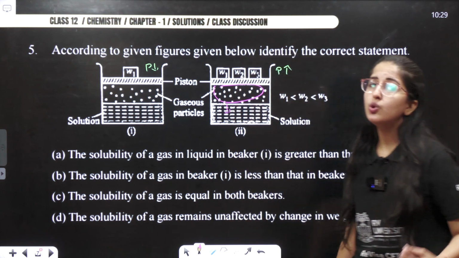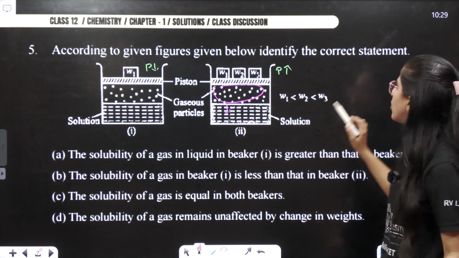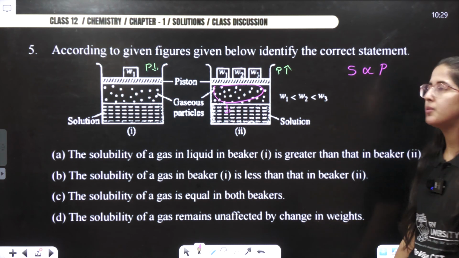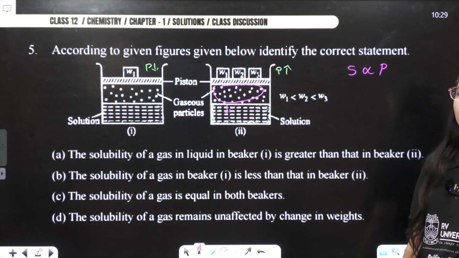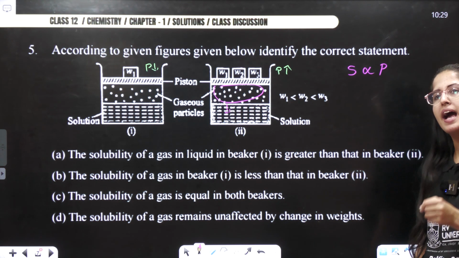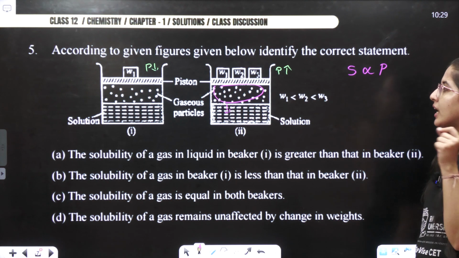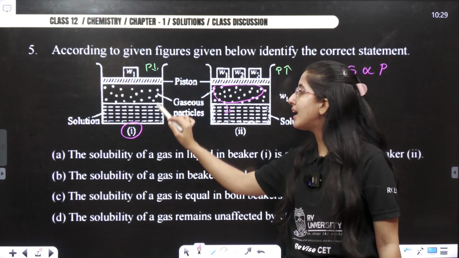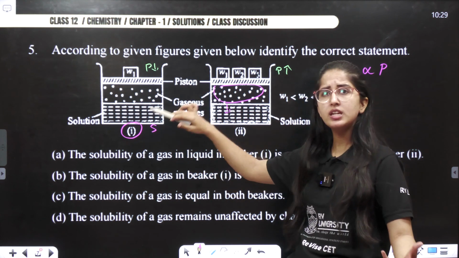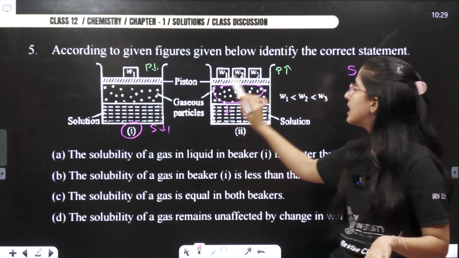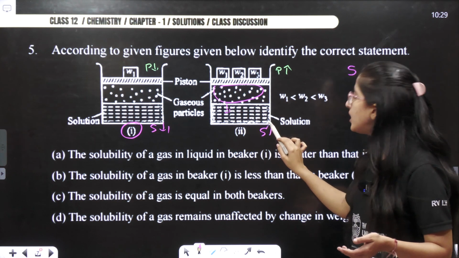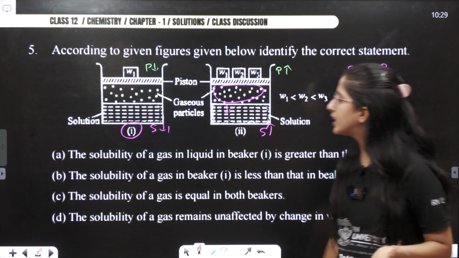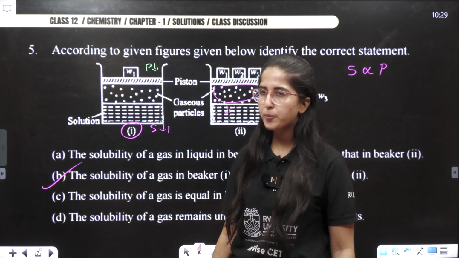So you know that according to Henry's law, solubility is directly proportional to the partial pressure. So when pressure increases, the solubility of gas in liquid increases. So you can clearly see that the solubility of gas in beaker 1 will be lesser. As pressure is less, solubility will also be less. As pressure is more, solubility will be more. So the solubility of gas in beaker 1 is less than that of beaker 2. Option number B will be your correct option.